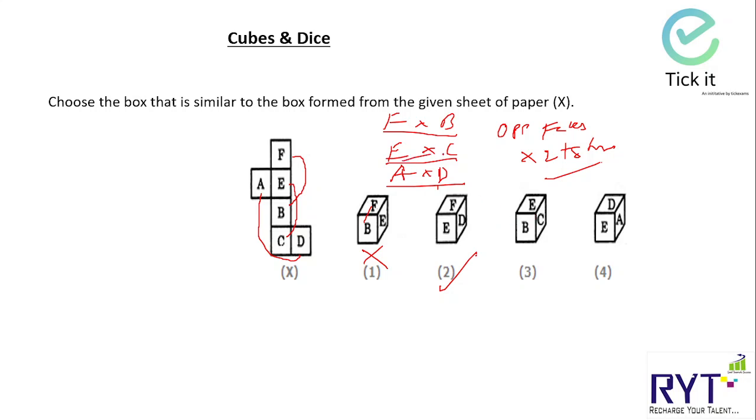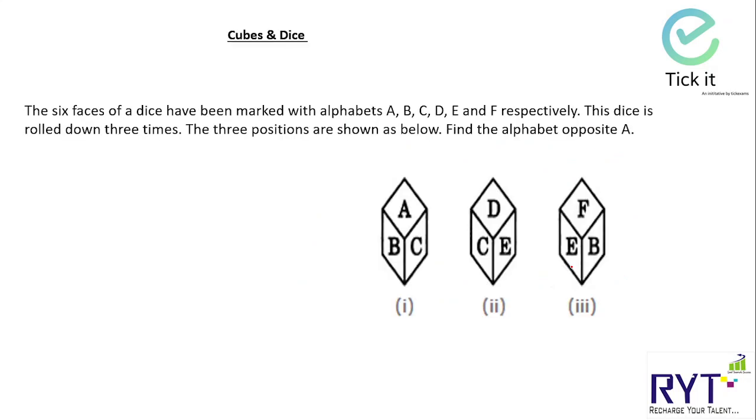EBC. E and C are opposite. They cannot be together. EDA. A and D are opposite, but here they have come together. So this is also not possible. So option 2 is the right answer. We'll go to the next one.